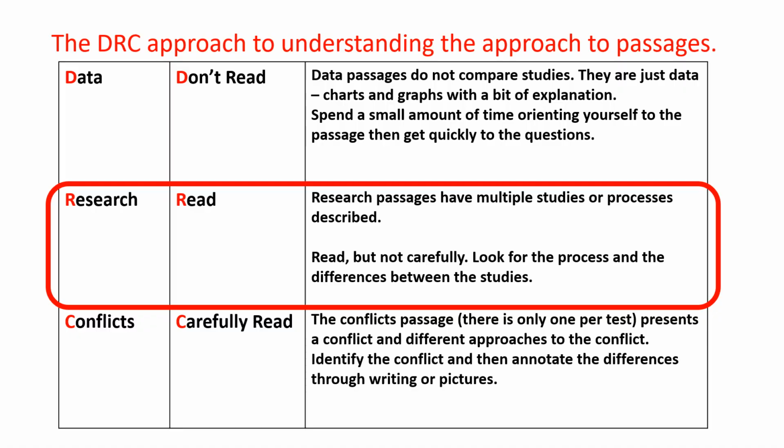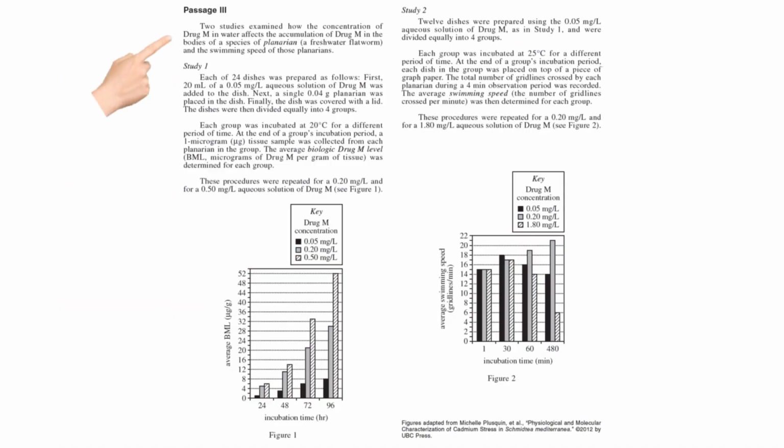Let's do that together. So we're going to start here with the intro. Two students examine the concentration of drug M and the swimming speed of planarian flatworms. We're going to glance at study 1. 24 dishes are prepared with an aqueous solution. Drug M is added. There's 4 groups. See, I'm not trying to understand deeply, just the basics of what's happening.